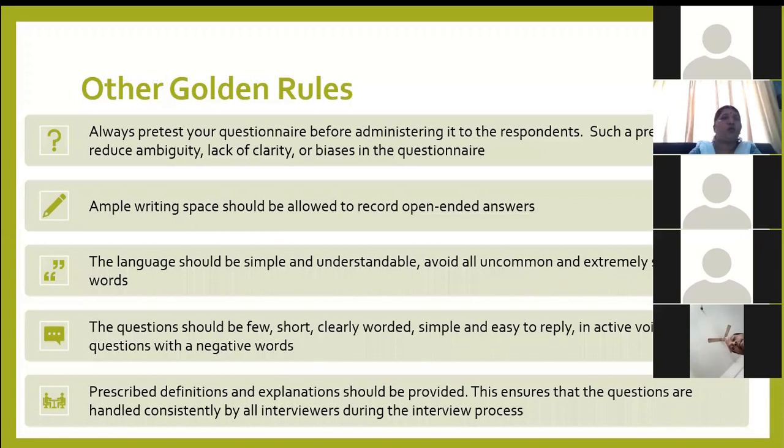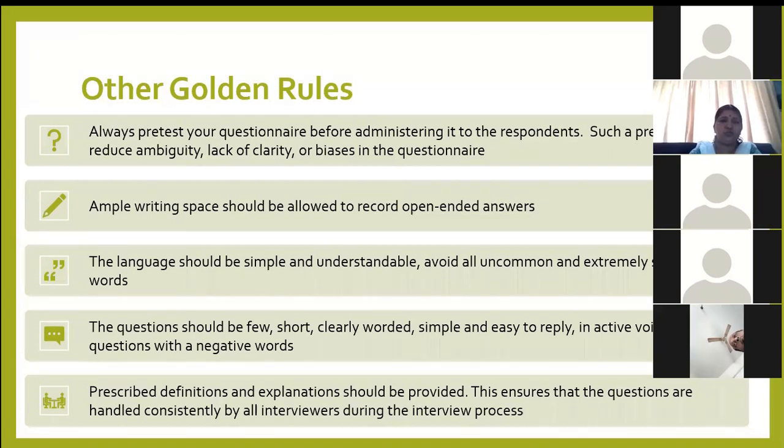Then, as I have already mentioned, always pre-test your questionnaire before administering it to respondents. Such pre-testing is very important. So we can avoid all kinds of lack of clarity or biases by doing a pre-test. Then if you are sending questionnaires, ample writing space should be allowed to record open-ended questions. So writing space must be provided in the questionnaire, and language should be very simple, as I have already mentioned. And questions must be very short, clearly worded, and in active voice. That is important.